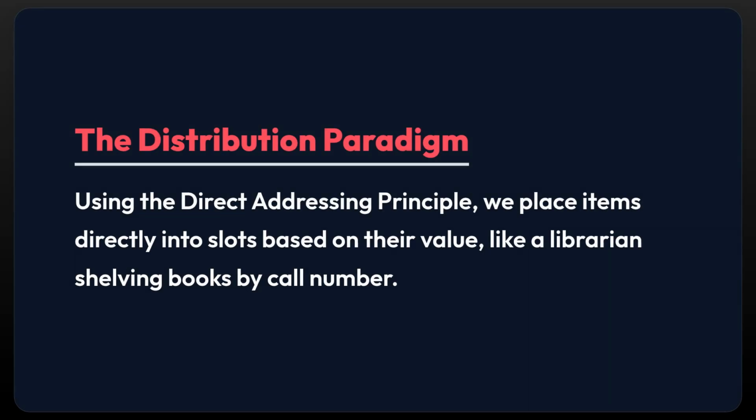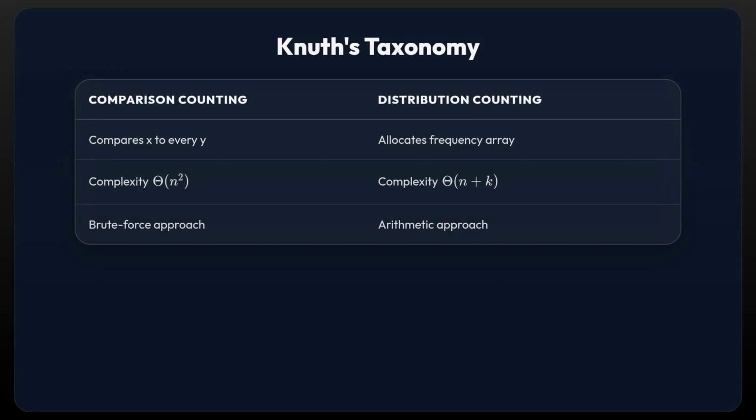Distribution sorting changes the paradigm from comparing to addressing. Think of it as a librarian organizing books. The librarian doesn't compare one book to every other book on the cart. She simply looks at the call number and places it directly on the correct shelf. In computer science, this utilizes the direct addressing principle, where a value is used as an array index, allowing for constant time placement.